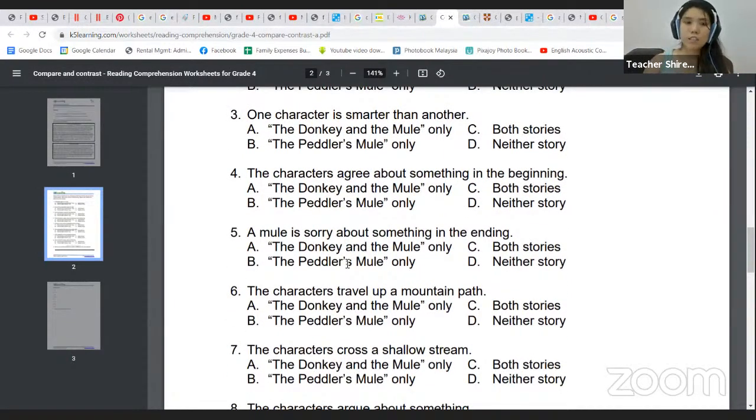Number 3. Can Jensen read number 3? One character is smarter than another. Okay, which story said that? It's either the donkey story or the mule story, or both stories, or neither. Neither means both did not say that.